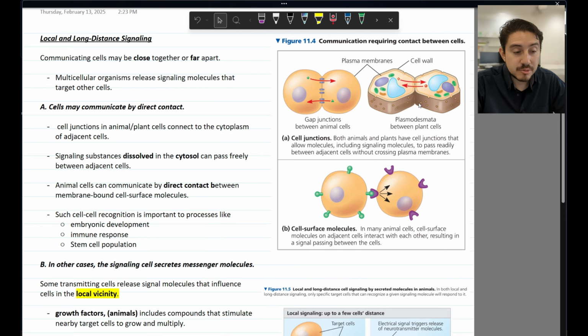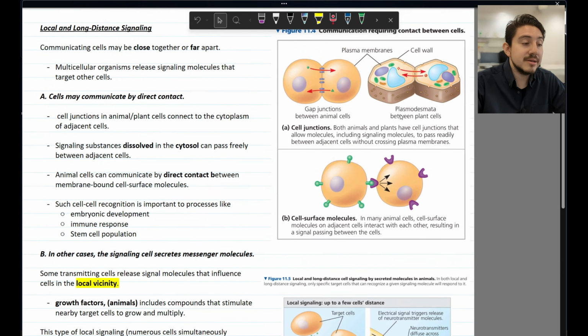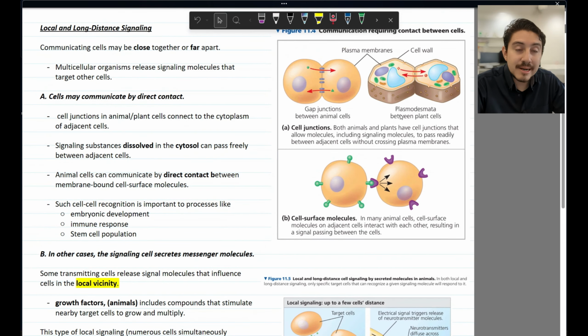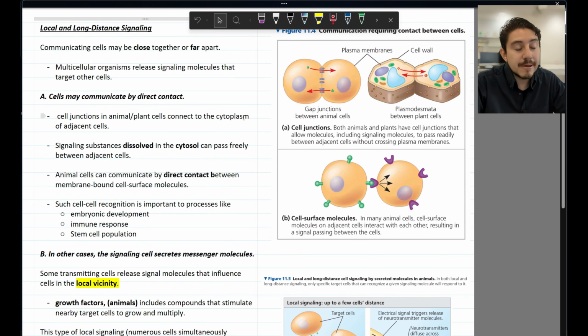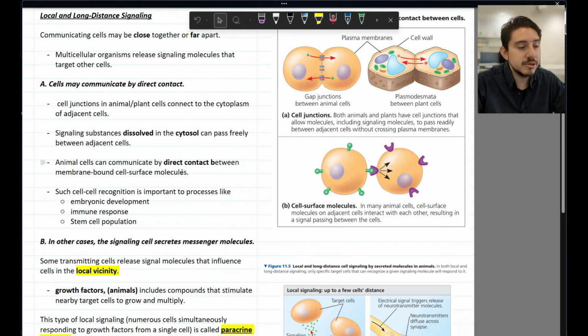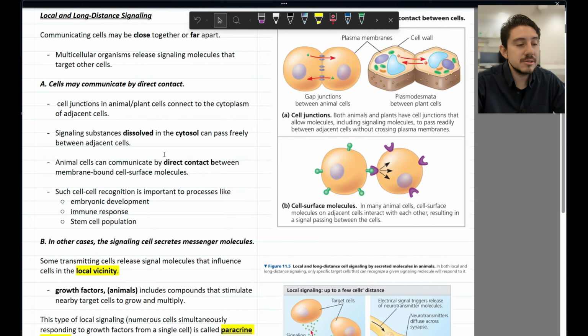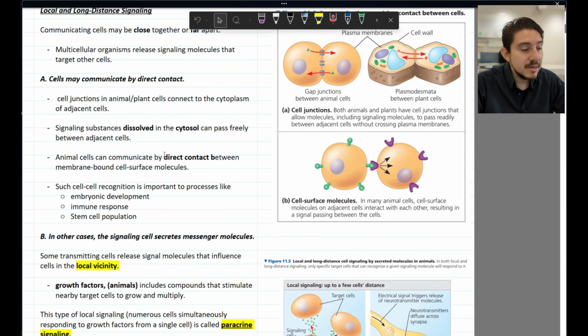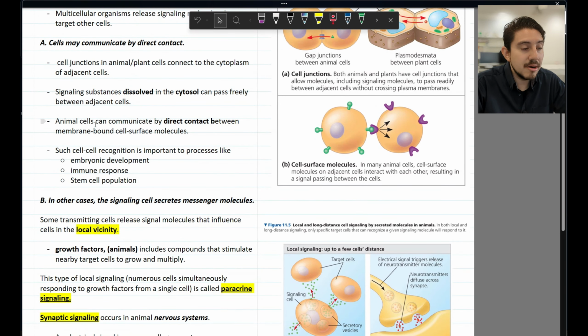The same thing happens with plant cells. They can pass readily through the cytoplasm just because they're connected to each other. So there's flow within the cytoplasm. These signaling molecules, of course, are generally dissolved within the cytosol, which dissolves and diffuses from one cell to another. So you have direct contact.